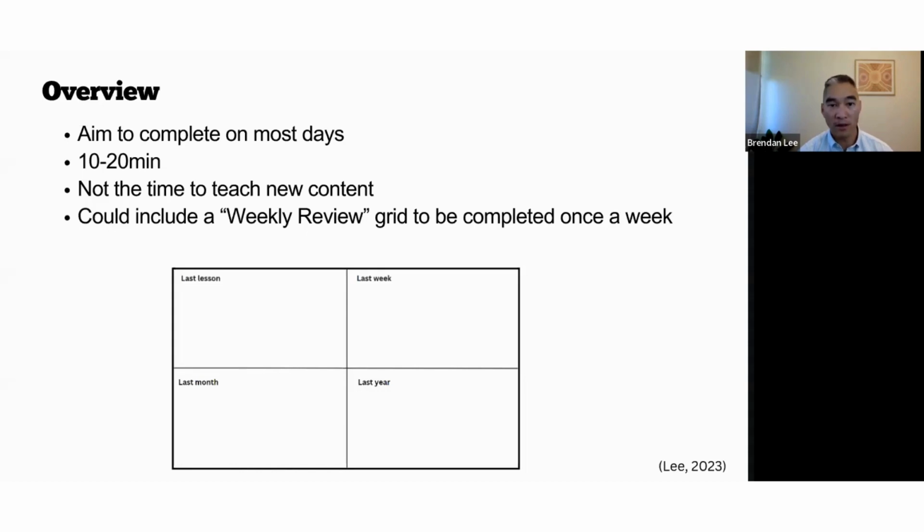You might even include a weekly review grid that you might complete once a week. It could look a bit like that, the 4 quadrants that I've got in that image there, where you could divide that up into last lesson, last week, last month, and last year. And again, this can just be a way of breaking things up.